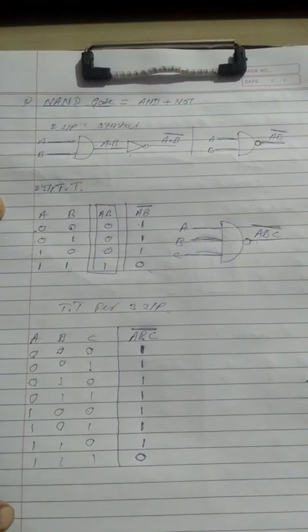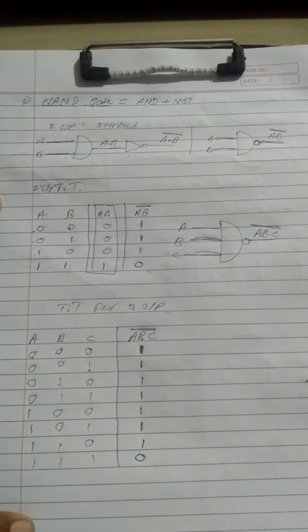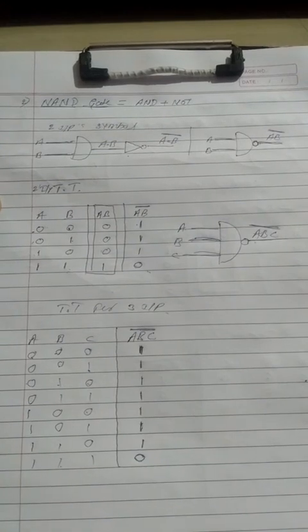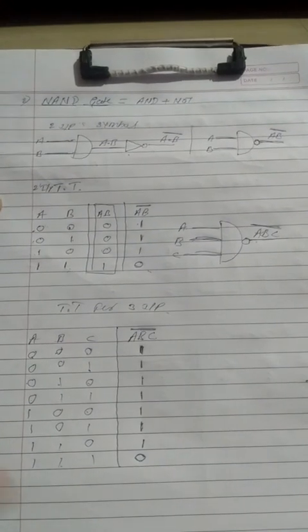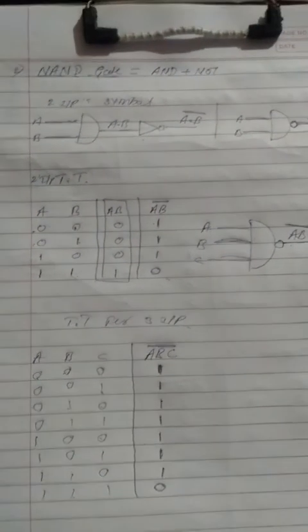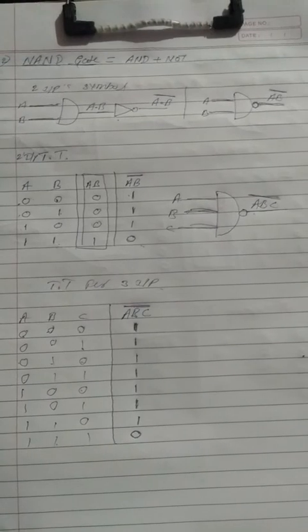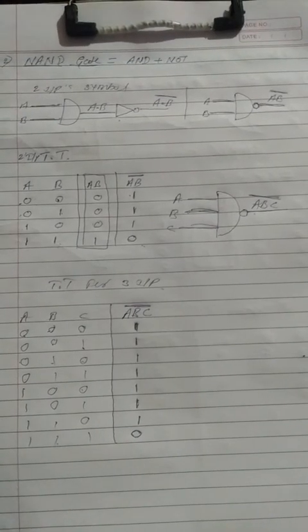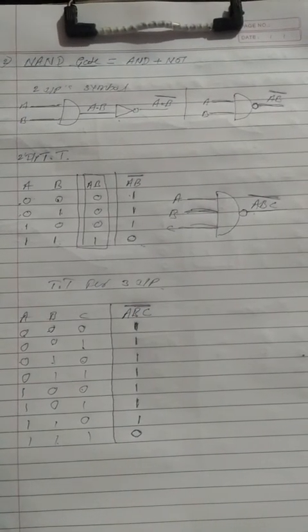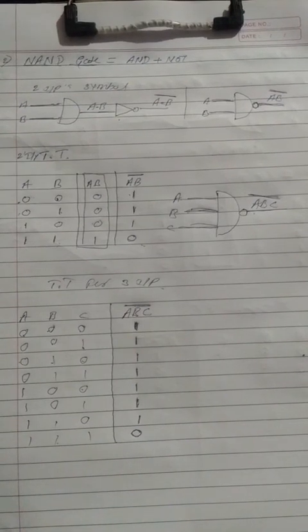So in this class we discussed two derived gates. One is the NOR gate and the second is the NAND gate. The NOR gate is a combination of OR plus NOT, and the NAND gate is a combination of AND plus NOT. So these are the two derived gates we discussed in this class.